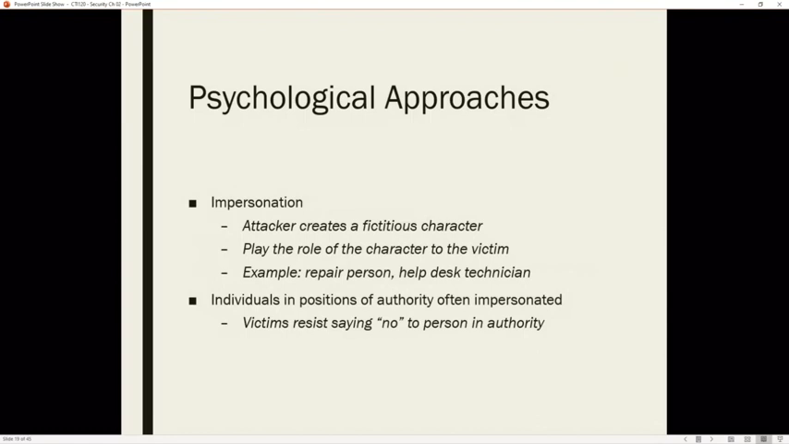Now, impersonation is a commonly used item where somebody creates a fictitious character playing a role to the victim, somebody like a repair person, help desk technician, etc. You want to be careful, though, because you want to make sure that it's not something that seems blatantly obvious, that if this person is in this level of authority and they know nothing about what they're doing, that seems a little incongruous. It doesn't make sense.